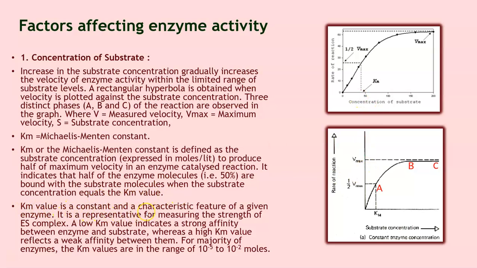Km value is a constant and a characteristic feature of a given enzyme. It is representative for measuring the strength of the enzyme substrate complex. A low Km value indicates a strong affinity between enzyme and substrate, whereas a high Km value reflects a weak affinity between them. For the majority of enzymes, the Km values are in the range of 10 to the power minus 5 to 10 to the power minus 2 moles.